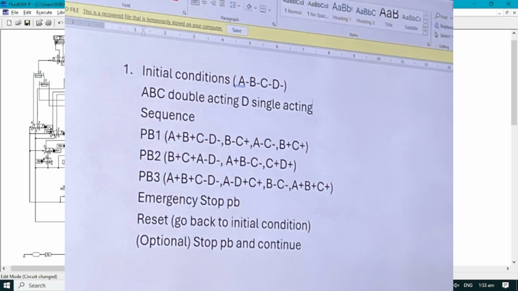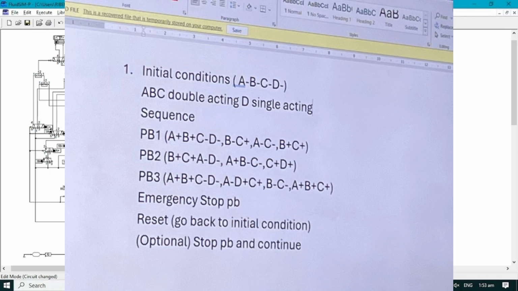Second, there must be 3 push buttons. It can be either a momentary or a large push button. Each one of them has different sequences. Third, there must be an emergency stop push button, a push button to stop the system totally and disable all other buttons except the reset. And the fourth one is the reset button, which brings all the components to their initial position.